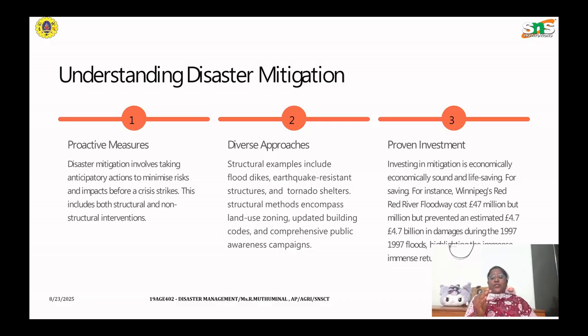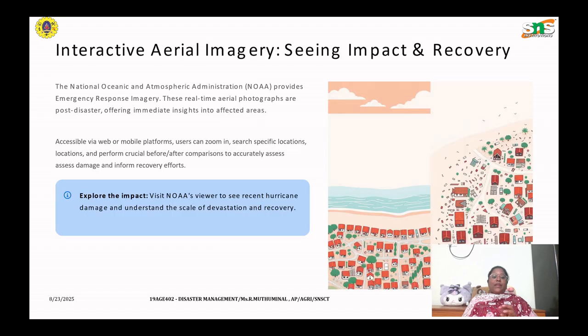Along with these two measures, what we also have to consider is preventive investment. That is, investing in mitigation is economically sound and life saving. For example, Winnipeg's Red River Floodway cost 47 million euros, but prevented an estimated 4.7 billion in damages during the 1997 floods. This helps us to highlight the immense return on investment.